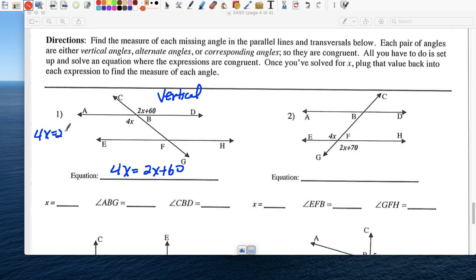4x equals 2x plus 60. We're going to do minus 2x on both sides. 2x equals 60, divide by 2, divide by 2, x equals 30. So the value of x is 30.